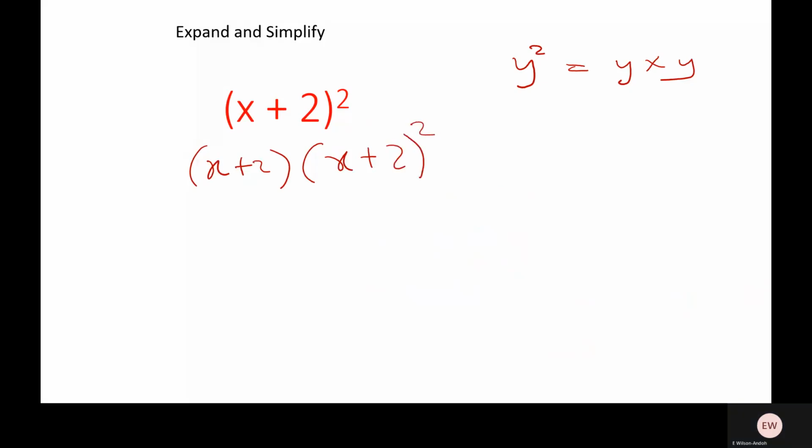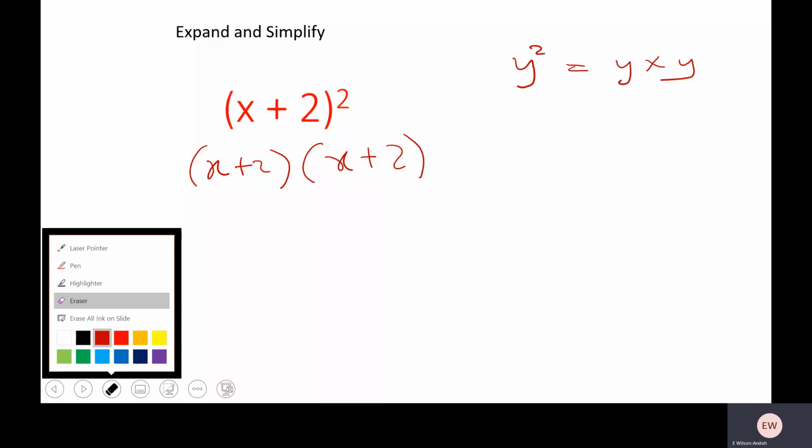So we look at our last example. Now, in this example, if you have a number squared, so for example, if you have y squared, it is the same as y times y. So in this one, we have x plus 2 all squared. This is the same as x plus 2 times x plus 2. We call it perfect square. So it's x plus 2 times x plus 2.